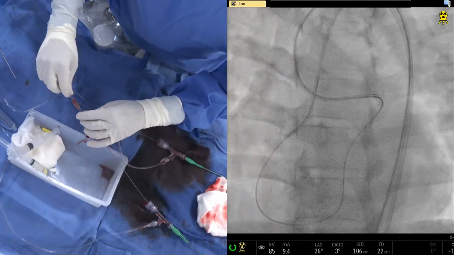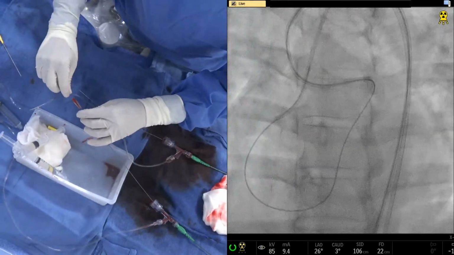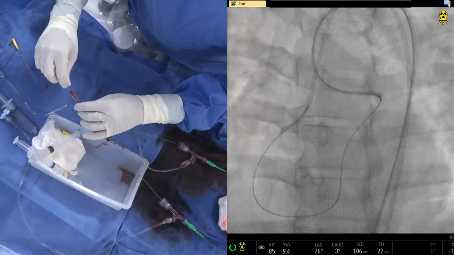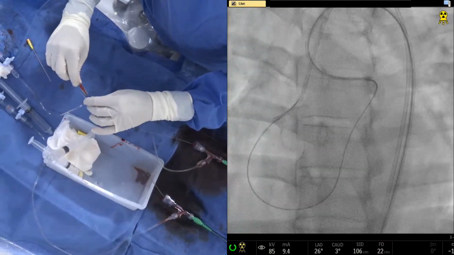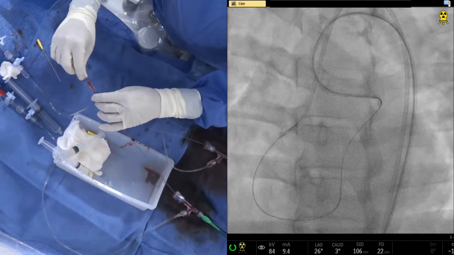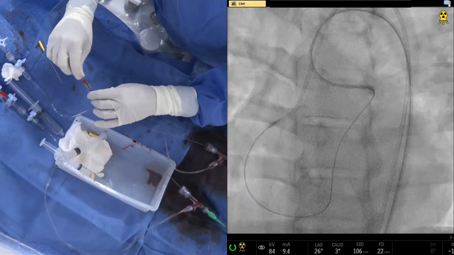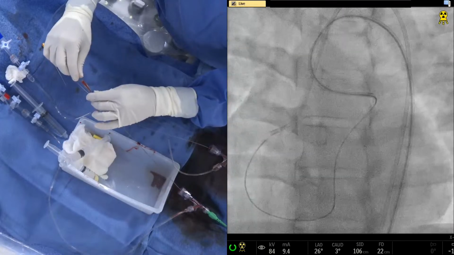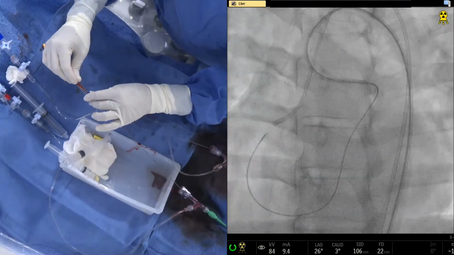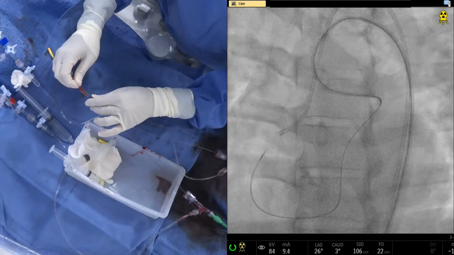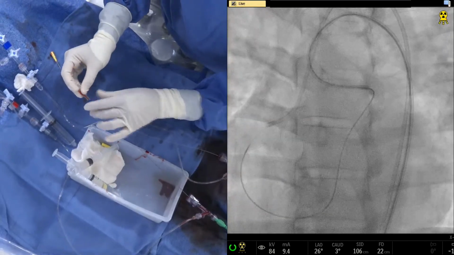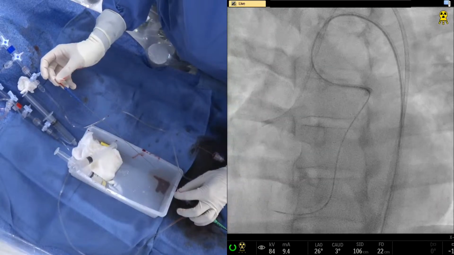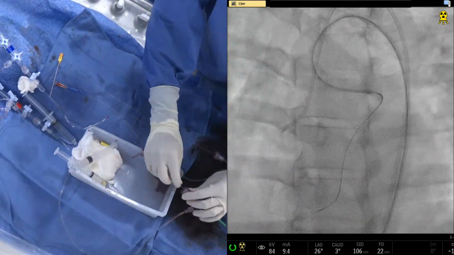Now I'm going to remove the... now you see the guide is getting sucked into the left side. This is where the biggest question comes. I'm going to hold the guide a little bit. Okay, let's leave it there. Let's go antegrade, dilate, and then let's get the guide. Then we can remove this.